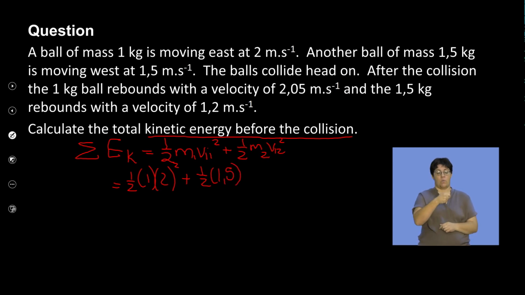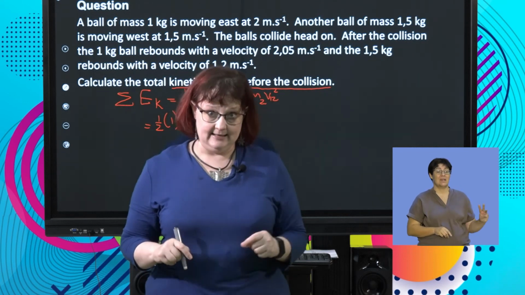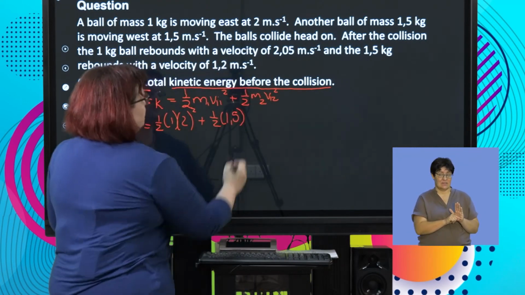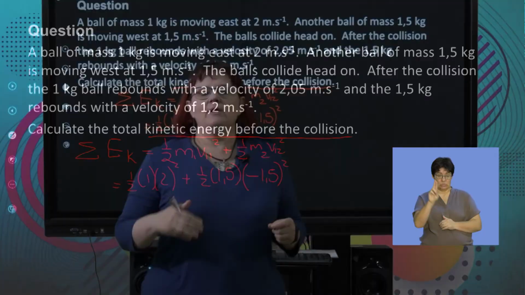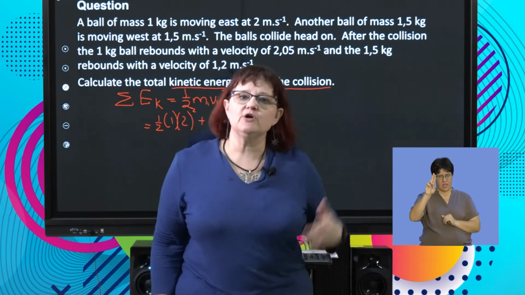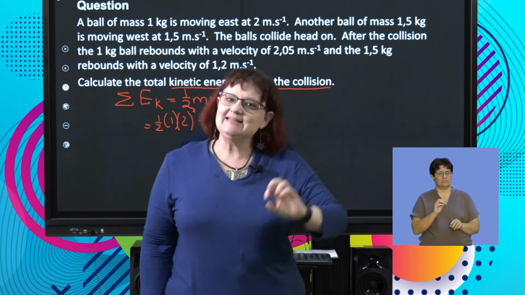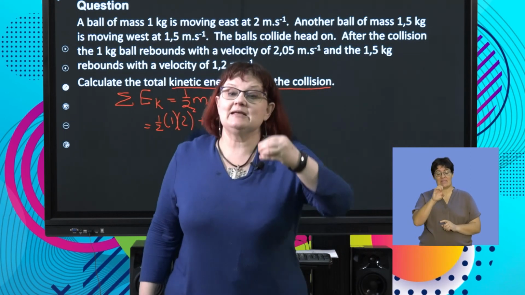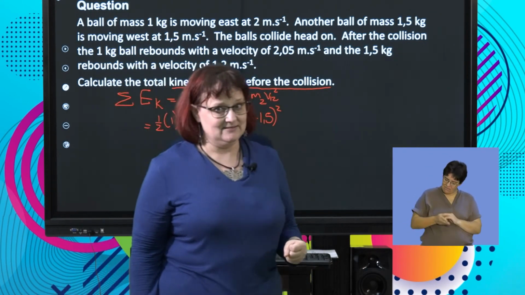Now we take note. Its velocity was west. West is negative. I have to substitute in the negative. I know that when I go 1.5, negative 1.5 squared, I'm going to get a positive answer. That's not the point. Velocity is a vector. When I substitute in the vector, I have to keep the negative as part of that.